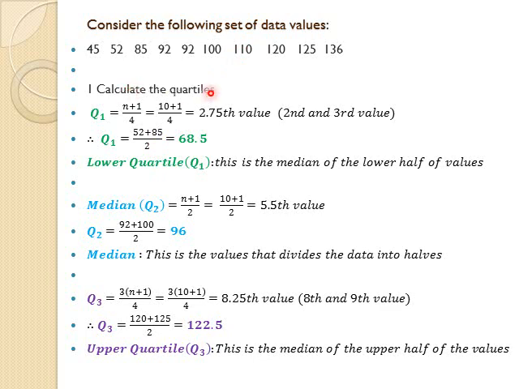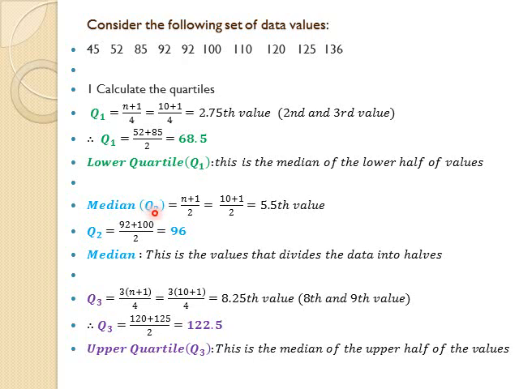Calculate the quartiles. So for quartile 1, n plus 1 divided by 4. I have 10 values. So 10 plus 1 divided by 4 gives me 2.75. That means I have to use the second and the third value to get my quartile. So 52 plus 85 divided by 2 gives me 68.5. So that is for quartile 1, also called my lower quartile. This is a median of the lower half of values.